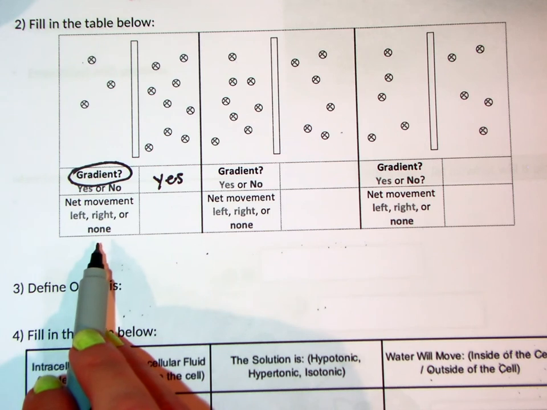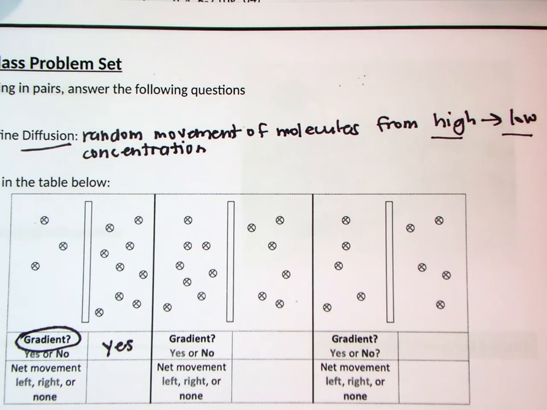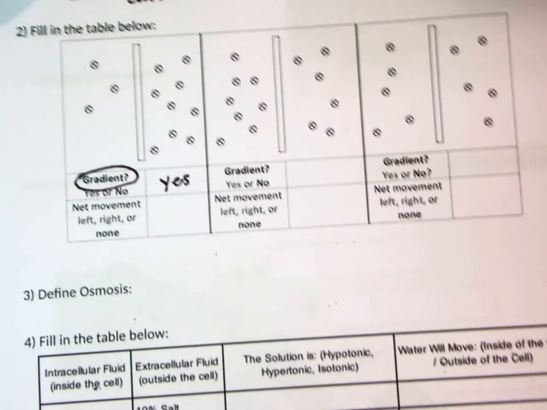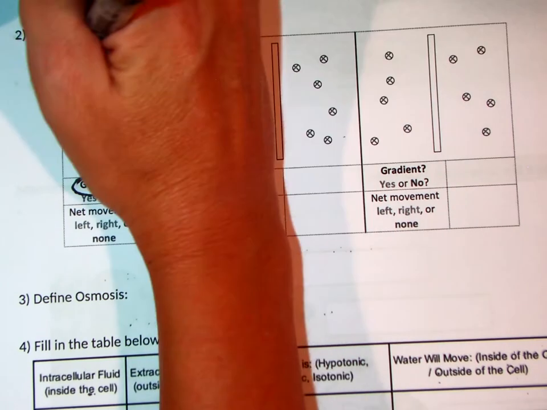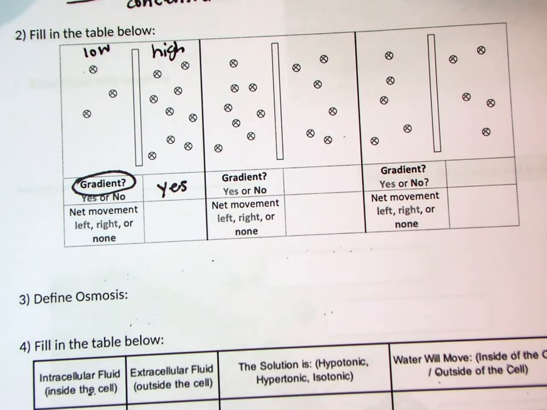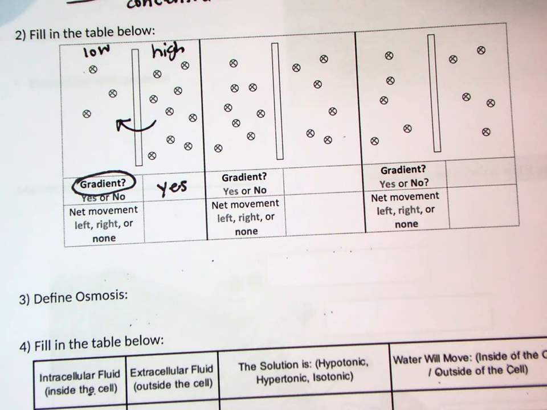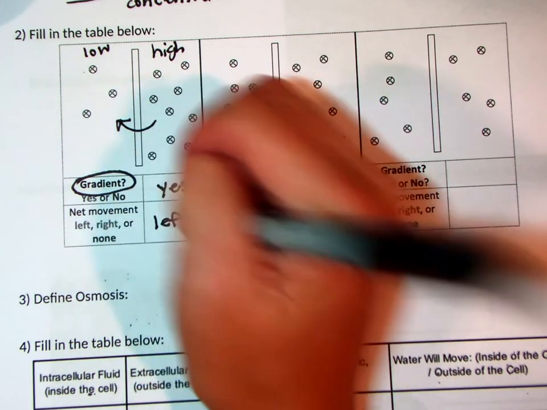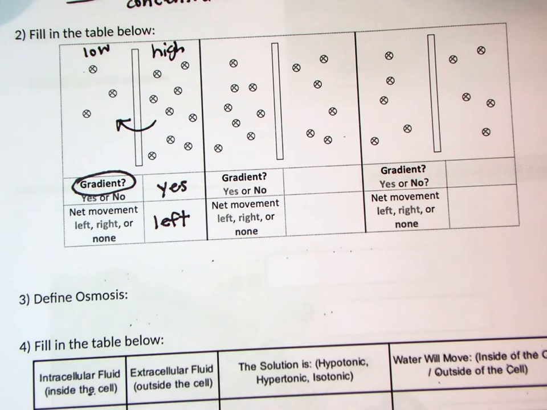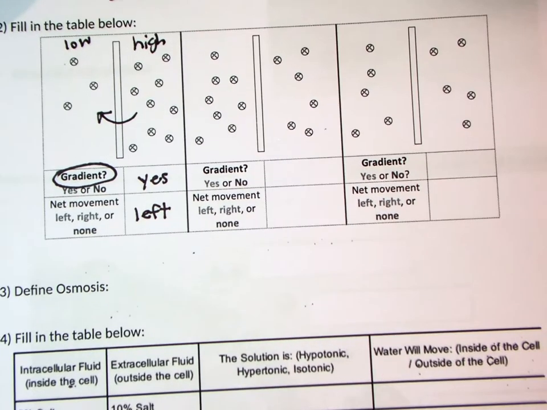movement in either direction? So remember, the definition of diffusion is from high to low concentration. And so you can see here we have a high concentration of solutes on this side and a low on this side. So where is the net movement going to be? From high to low, the net movement is going to be to the left. These solutes will move to the left from higher concentration to low.